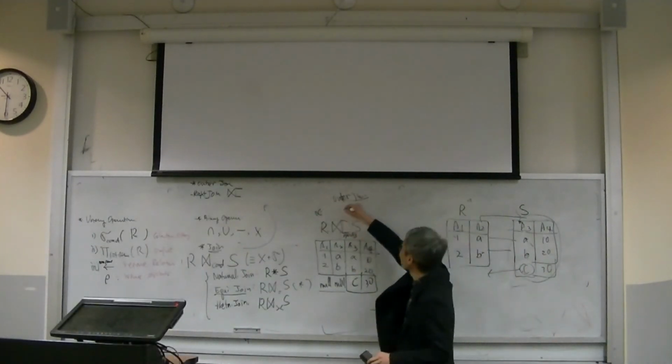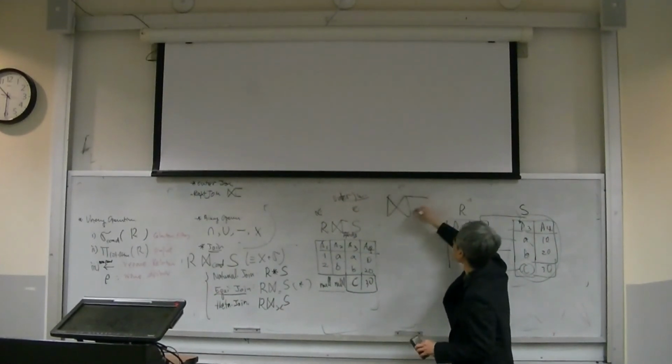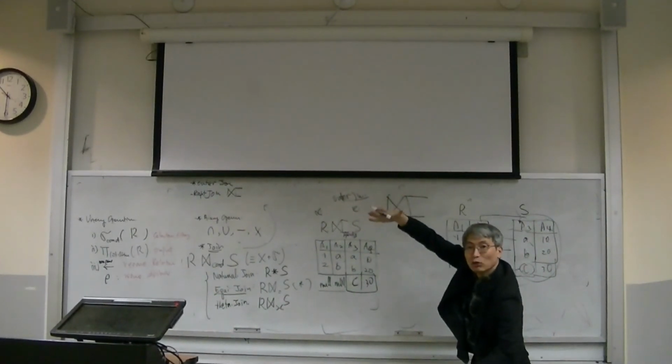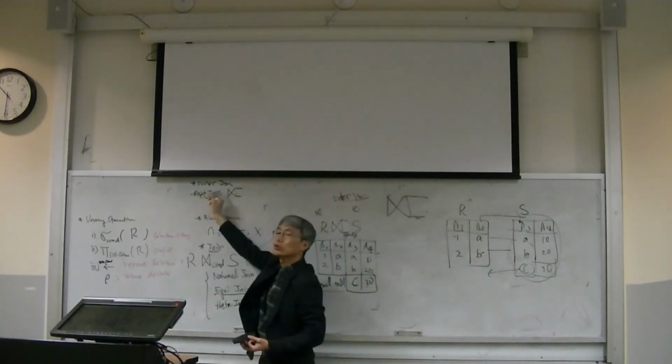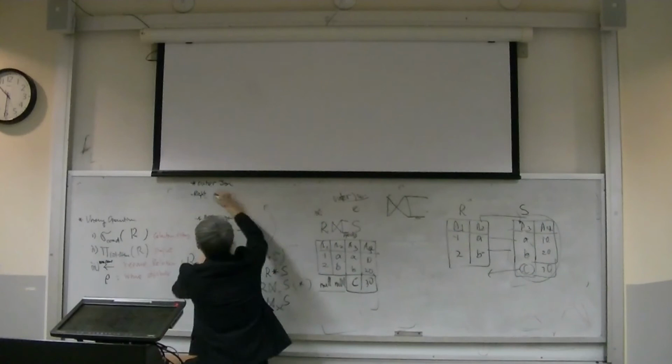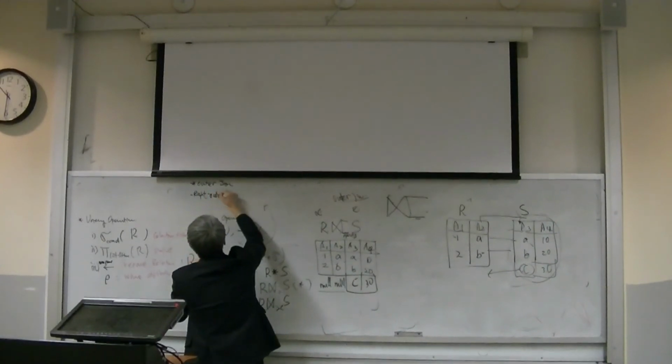So at that time we can use a symbol like this, right hand side. Cover, include this side, right hand side. It's a right outer join.